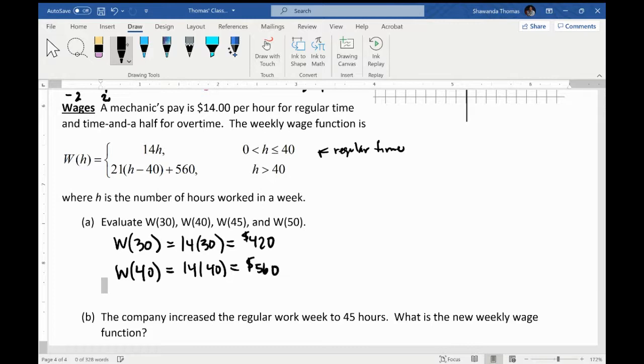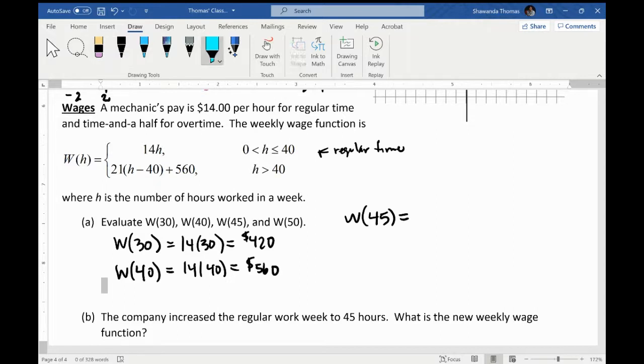All right, what about W of 45? I'm giving you 2 minutes to work on that. W of 45. Do we plug that into the first piece or the second piece? Go on the second piece. And how do you know that?